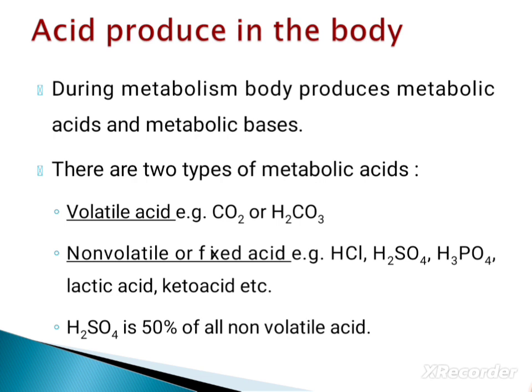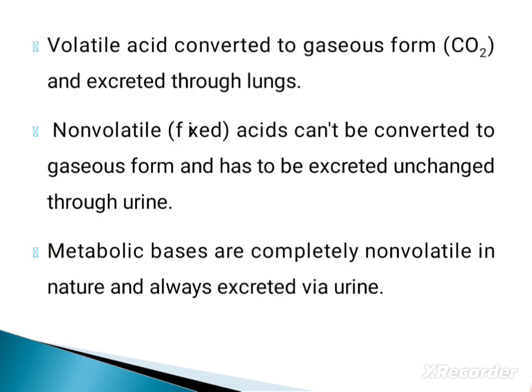The non-volatile fixed acids are hydrochloric acid, which we already know, sulfuric acid, phosphoric acid, lactic acid, and keto acids. Among them, sulfuric acid is 50% of the total non-volatile acid. From the name we know, volatile acid can be excreted through the lungs, but the non-volatile acid cannot convert into gaseous form and must be excreted through urine. On the other hand, the metabolic bases, the bases formed by metabolic processes, are completely non-volatile and always excreted through urine.